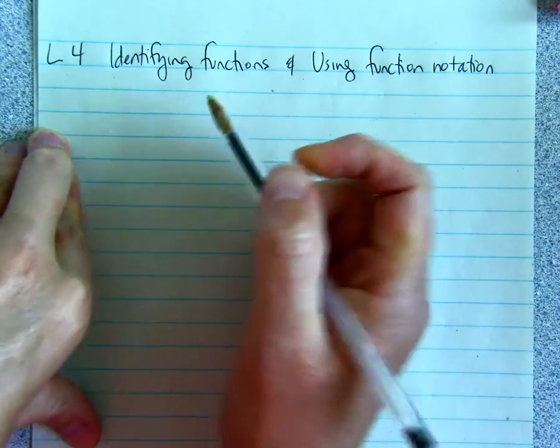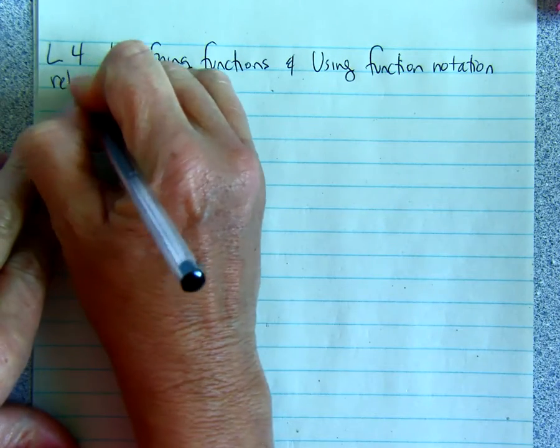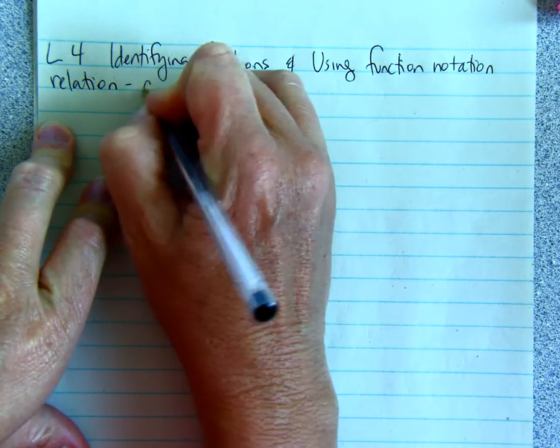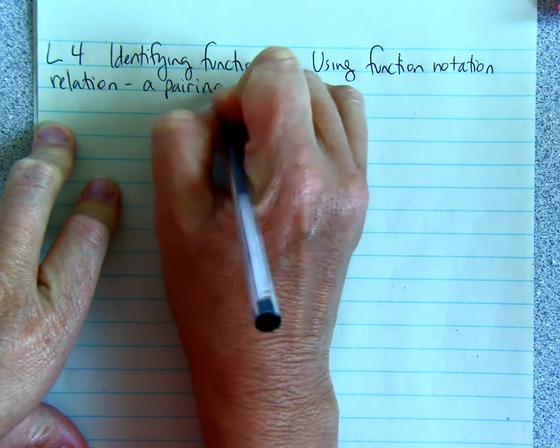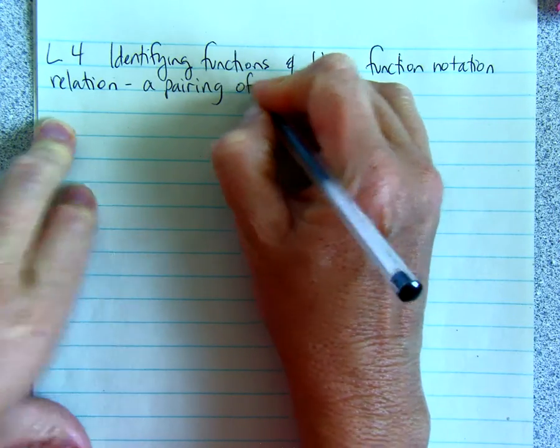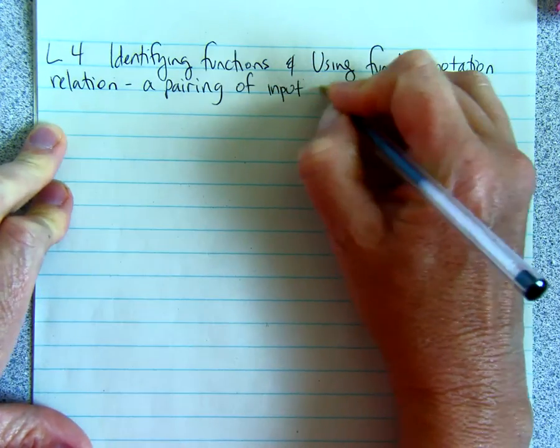So before we go into functions, we're going to talk about what a relation is. A relation is a little more general term. It's a pairing of two values. We call them an input and output. So it's a pairing of input and output variables.